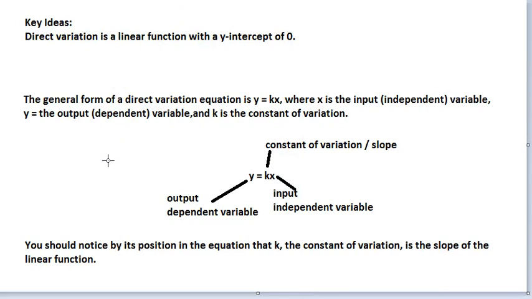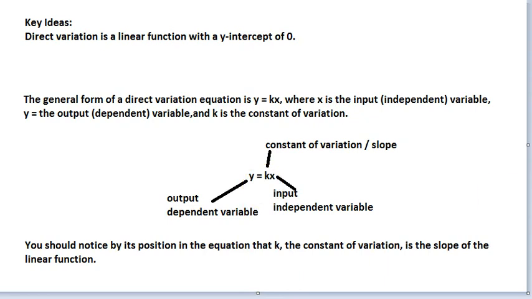The general form for any direct variation equation is y equals k times x. X is the input value, the independent variable. Y is the output value, the dependent variable. And k is the constant of variation. Now, if you remember what linear functions look like, the number in front of x is the slope, and that applies here as well. By its position in the equation, you should know that k, the constant of variation, is also the slope of the linear function.